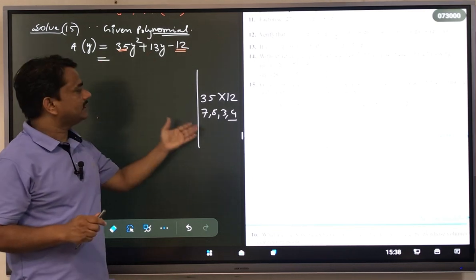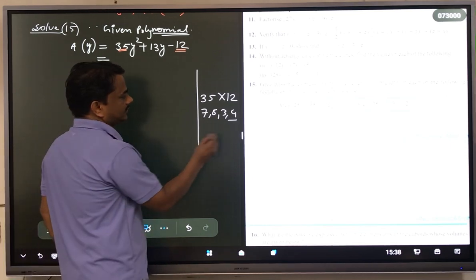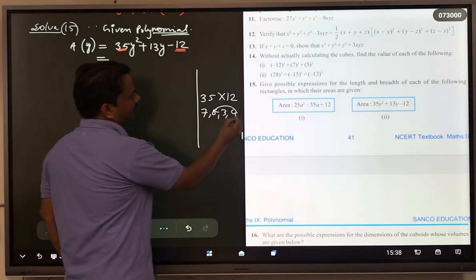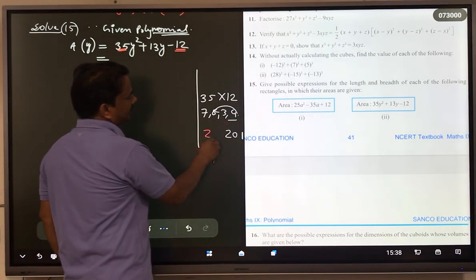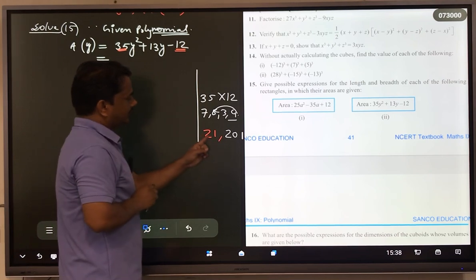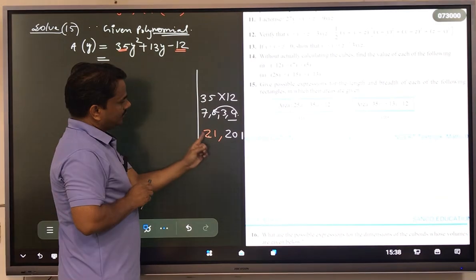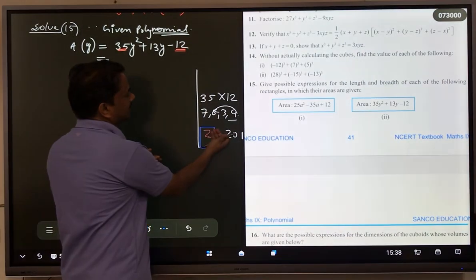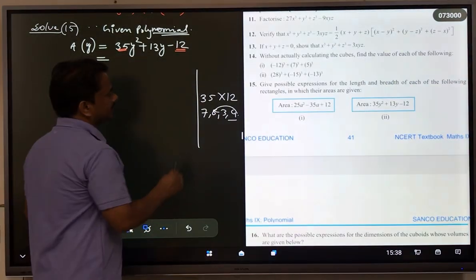So this is what we call the hit and trial method, right? Hit and trial method. Start. So these are to be fused together here. 5 fours are 20 and 7 threes are 21. Now think: 21 plus 20 is 41. Is it 13? No. 21 minus 20, what is that? One. Is it coming? No. So this arrangement failed. Try again here.